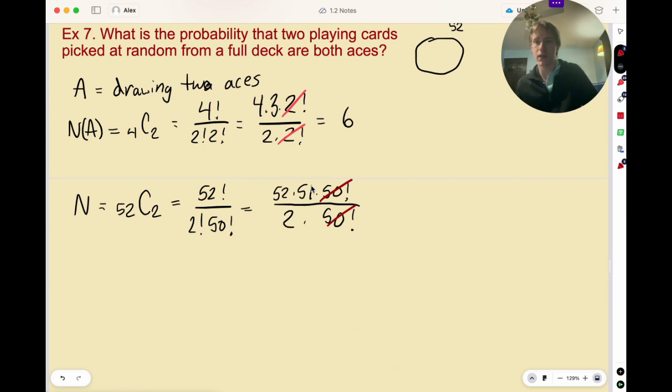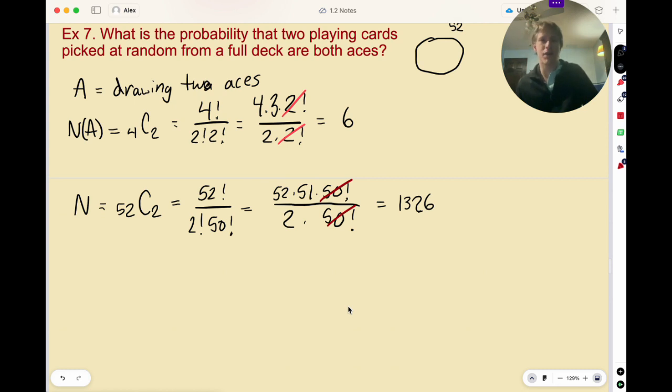50 factorials cancel. We're left with 52 times 51 divided by 2, which ends up being 1326. All right.